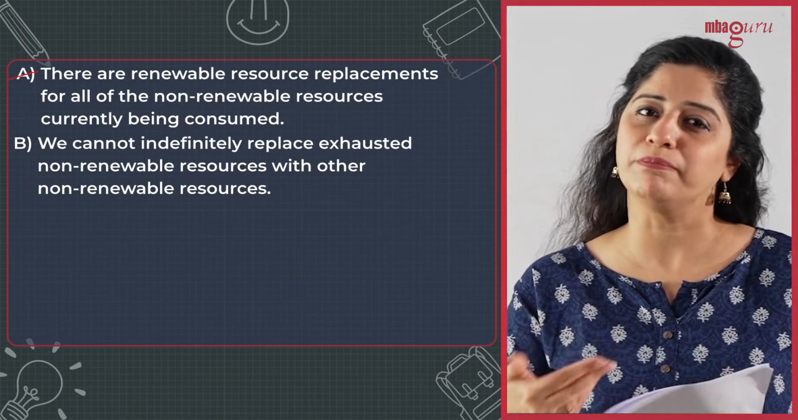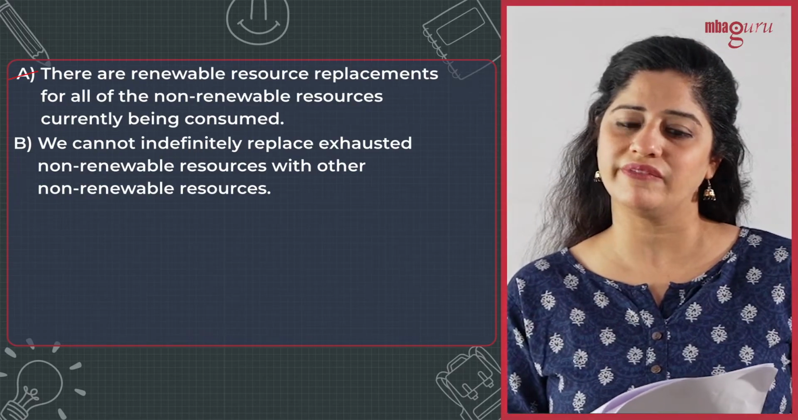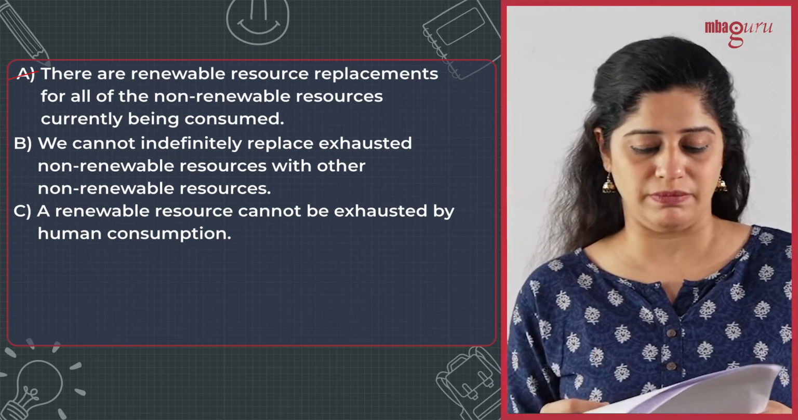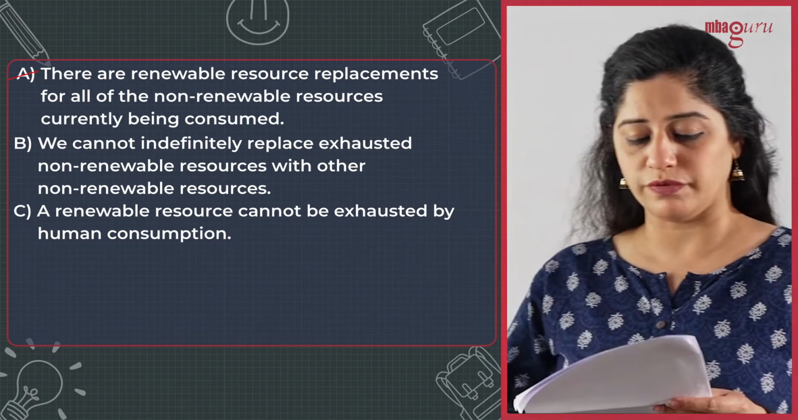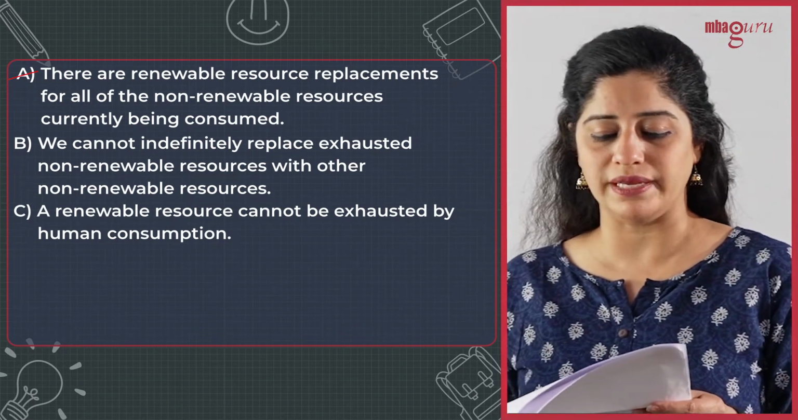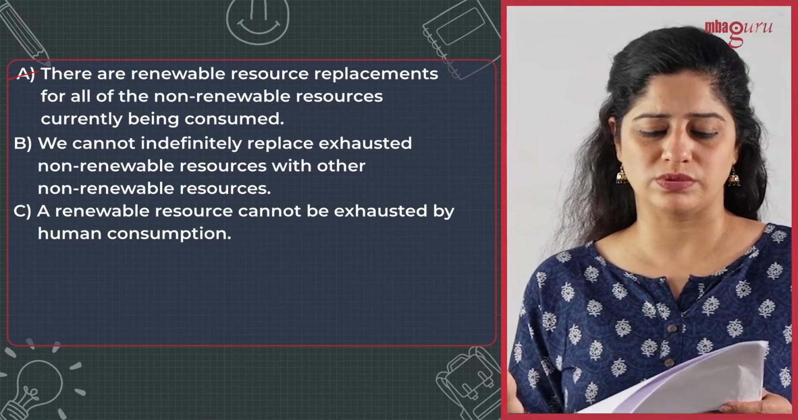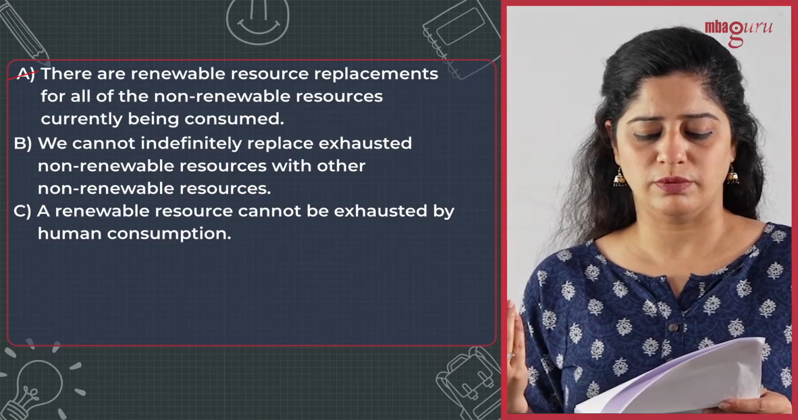Isn't that already implicit in the paragraph? But it has not been talked about. So B looks like a good answer. We'll keep B. A renewable resource, if you look at option C, a renewable resource cannot be exhausted by human consumption. ऐसा तो कहीं नहीं है. Renewable resource exhaust नहीं हो रहा human consumption से.